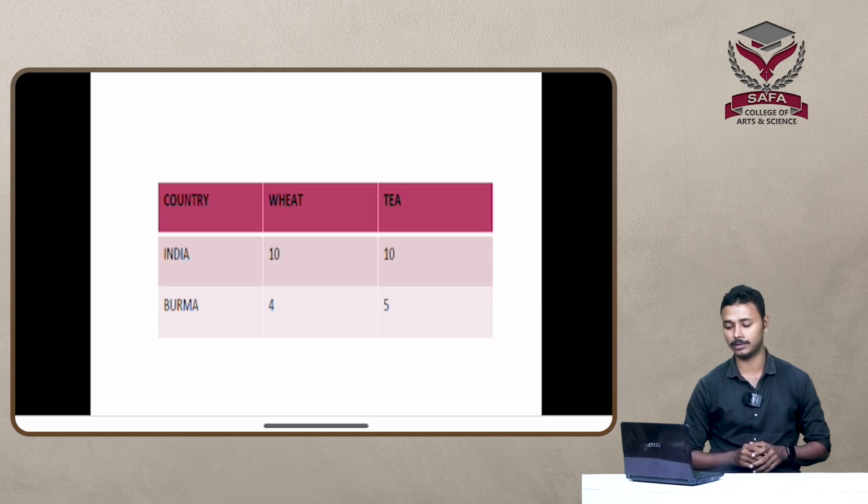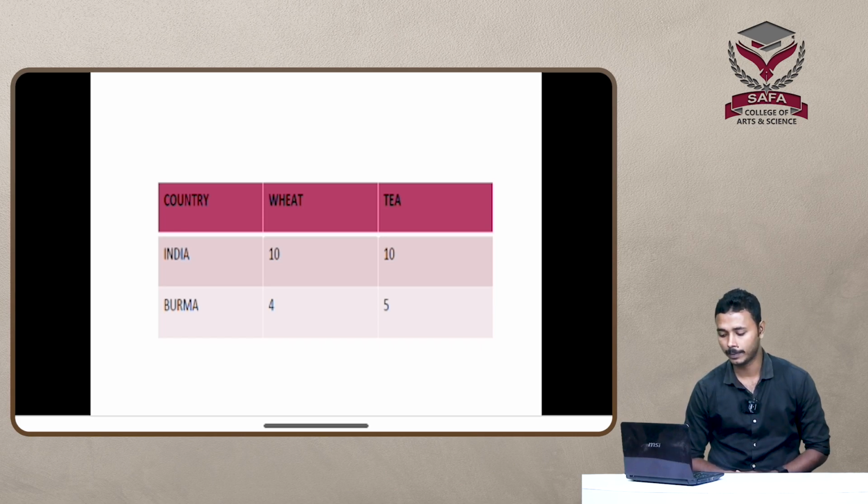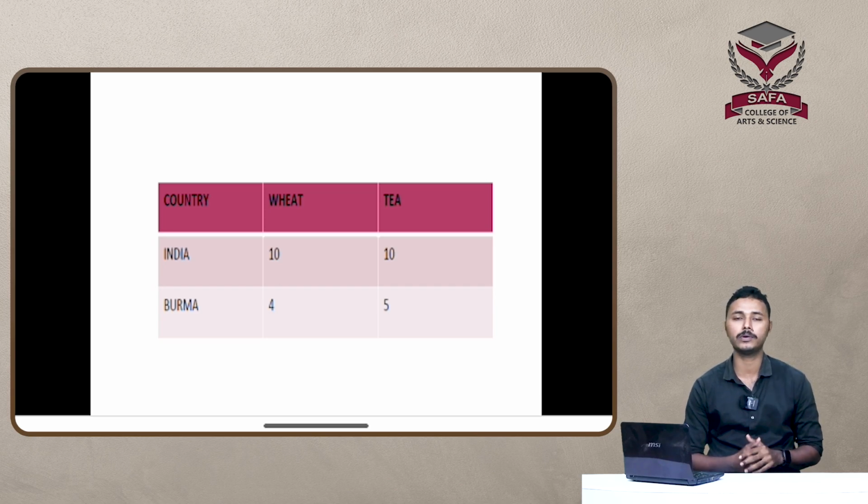Okay, you can see here there are 2 countries and 2 commodities. 2 countries, India and Burma. 2 commodities, wheat and tea. India is producing 10 units of wheat, and at the same time we are producing 10 units of tea also. In the case of Burma, they are only producing wheat 4 units and tea 5 units. Here we can see that in the case of India, we have absolute advantage in 2 commodities. In the case of Burma, there is absolute disadvantage in both commodities.